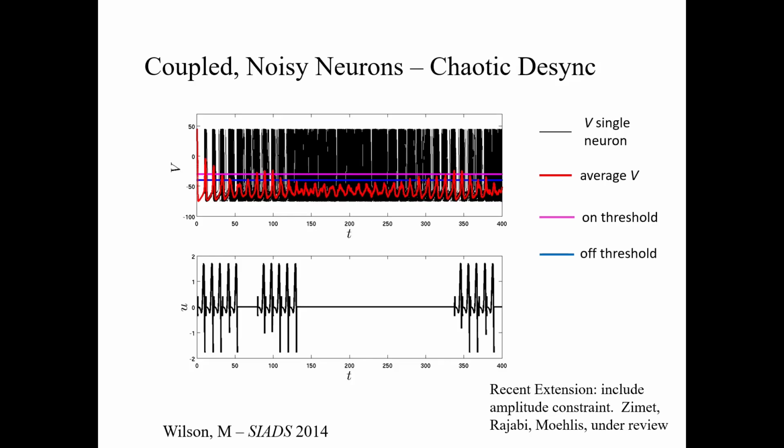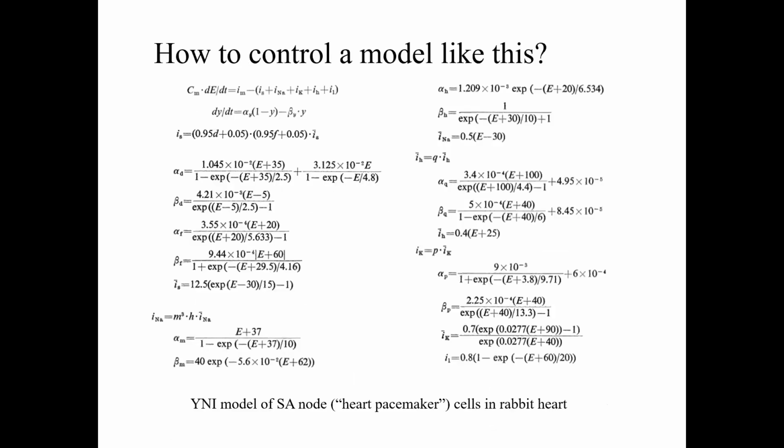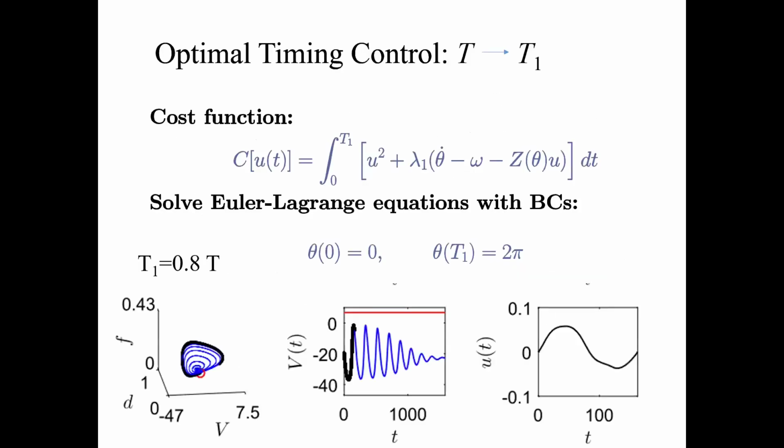Okay, just a recent extension under review right now. We're revisiting this problem, but putting in amplitude constraints. So if you know optimal control theory and so on, there's all kinds of cool problems like this that you can play around with. Okay, but let me remind you, I started with how do we control the model? And for this particular model, what we were actually interested in is, it's a pacemaker cell, but similar to a neuron, it's going to spike at a certain time. We want to change the time at which it spikes, okay?